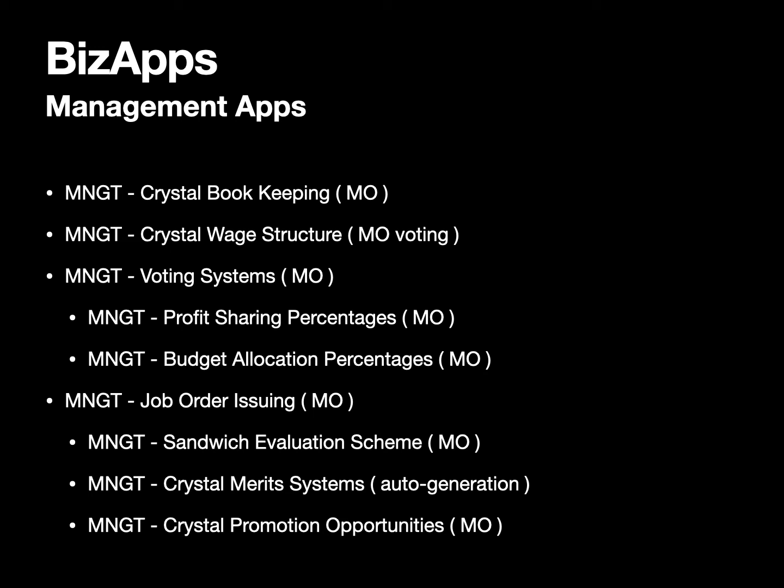And then we have the management apps. They include crystal bookkeeping, crystal wage structure, voting system, profit sharing percentages, budget allocation percentages, job order issuing, sandwich evaluation scheme, crystal merit systems, and crystal promotion opportunities. These management apps are structured in a way that there is no hidden power and no hidden benefits to be had in all economic activities.